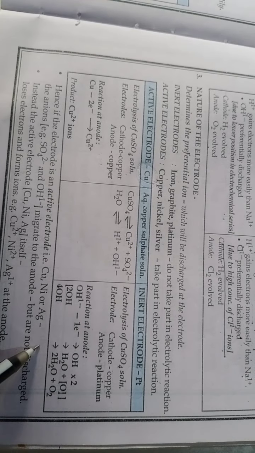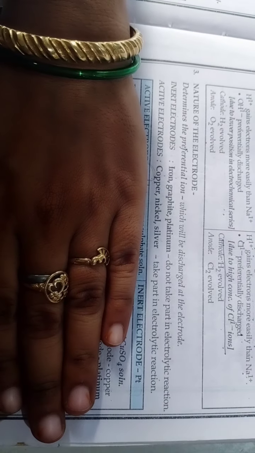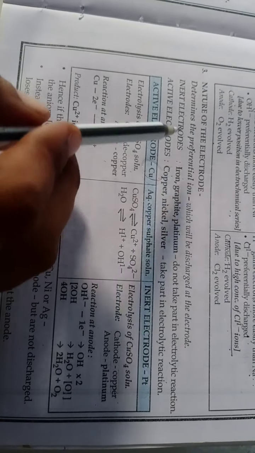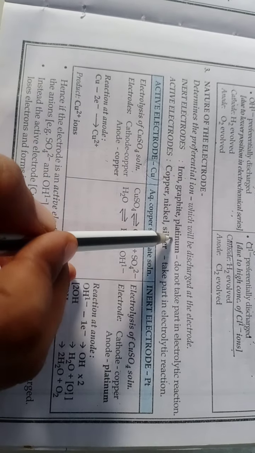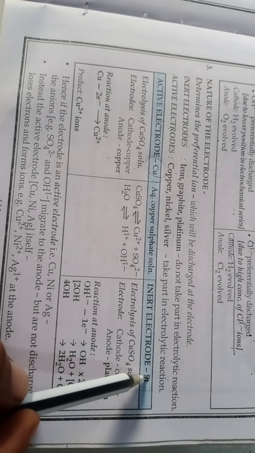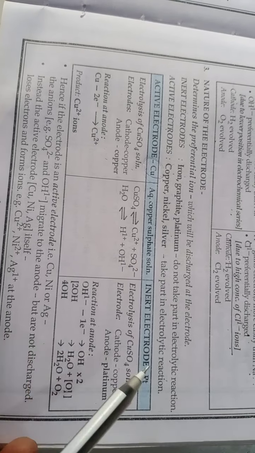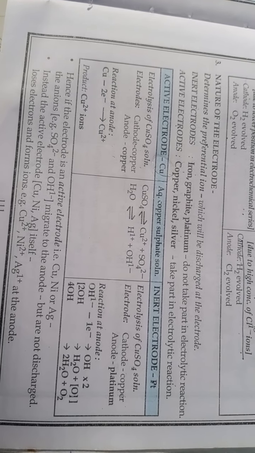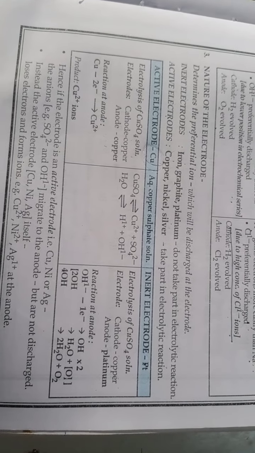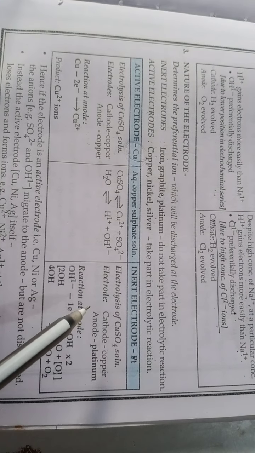This we will study in detail. Here you don't get confused. You only remember till here. This part is very important: inert electrodes, iron, graphite, platinum do not take part. Active electrodes, copper, nickel and silver take part in the electrolytic reaction. Further details, how they will go and get deposited, we will discuss later on. Only these three factors you have to remember.